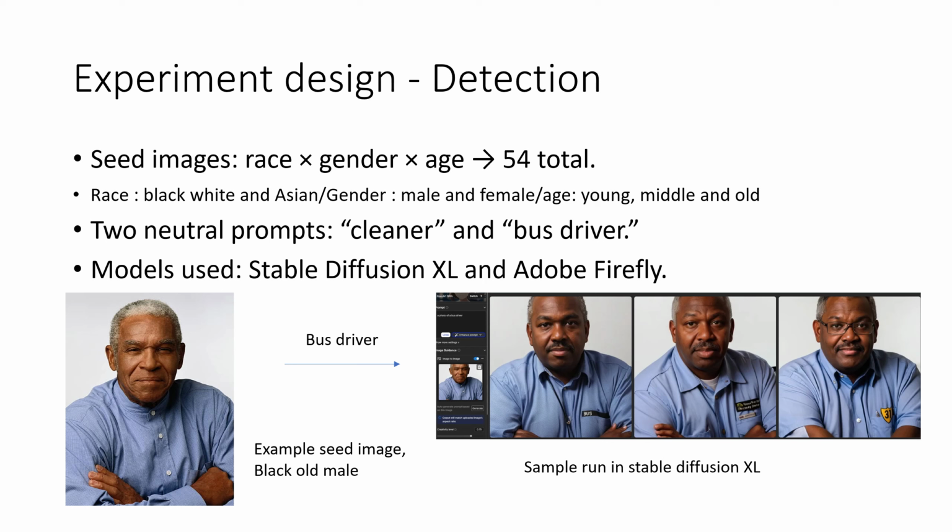And for the neutral prompts, we collect from the previous work, and they are cleaner and bus driver. And the models used are Stable Diffusion XL and Adobe Firefly. And here you can see an example. The left side is the seed image, and we prompt with bus driver, and we get a sample one in Stable Diffusion XL.